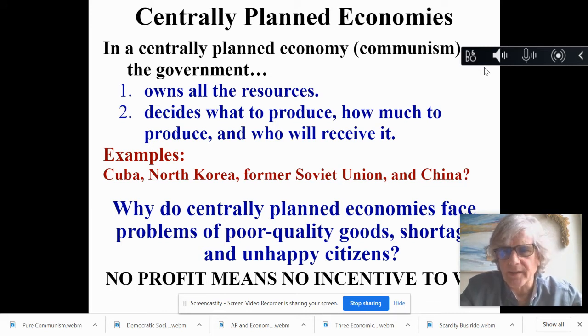Why do centrally planned economies face problems of poor quality goods, shortages, and unhappy citizens? No profit means no incentive to work, no incentive to improve. They definitely had incentives in this case. The incentives were production incentives. And typically, what you had was workers that would get paid no matter what they produced until at the end, and they were given a production quota. Say they had to make 1,000 of these items in a month, and it was a lot higher than that.